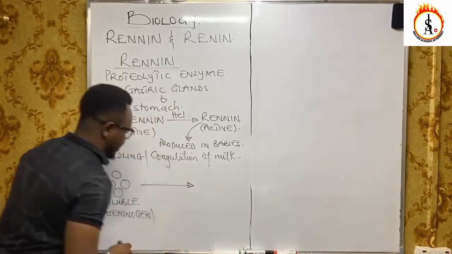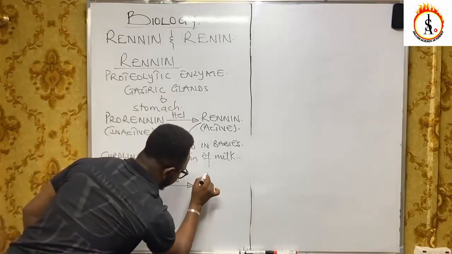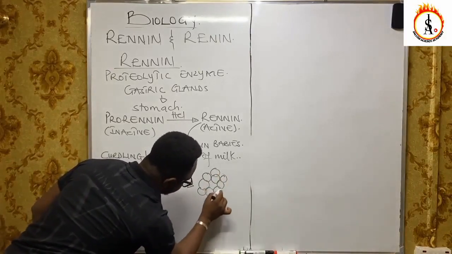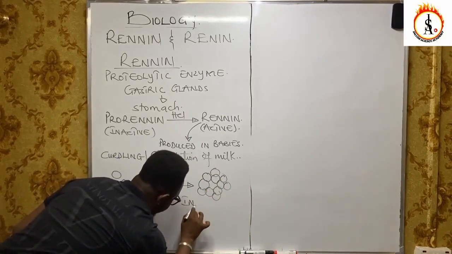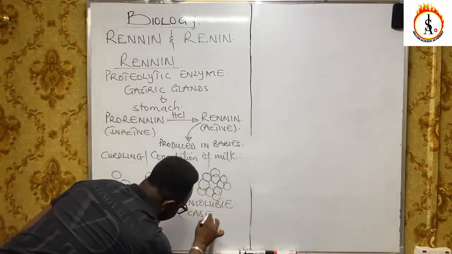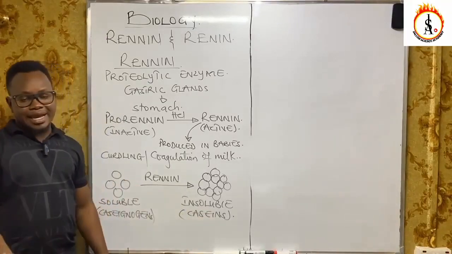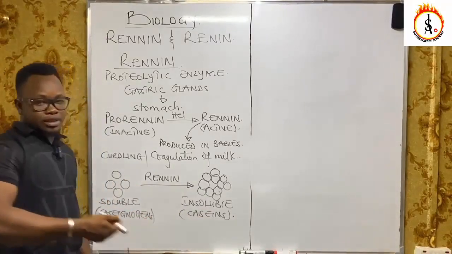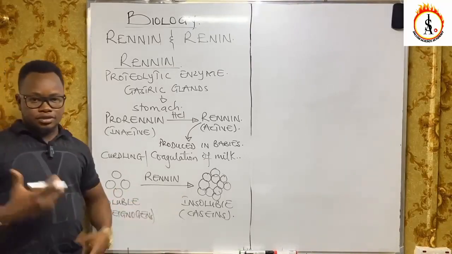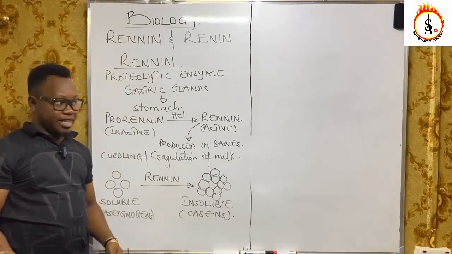So they are going to be converted by rennin. So rennin here acts on them, solidifying, curdling, or coagulating them. So it coagulates them into an insoluble substance, and we call them curds, or we call them caseins. So the caseinogens, soluble, are converted into caseins, insoluble. Okay? So during that process, it can be absorbed into the walls of the small intestine so that digestion takes place. So we know that rennin here aids the process of digestion.